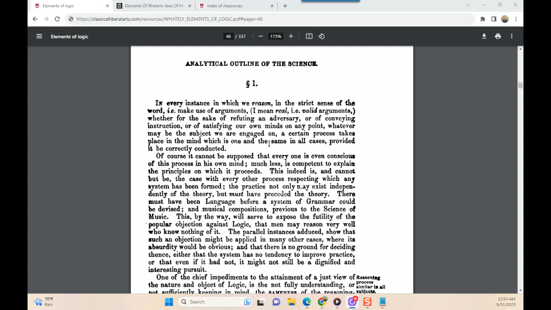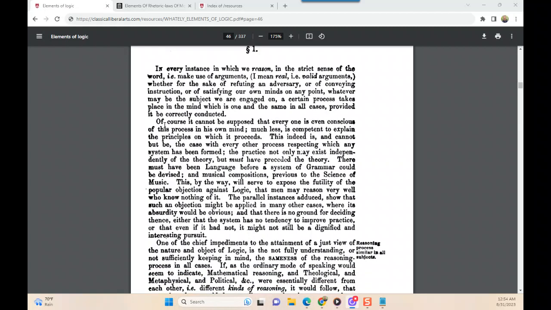But because we know there is one process of reasoning, we can pretty easily learn how to reason rightly. And once we learn to reason rightly, we can use that knowledge for all different questions in all different subject areas. Whether, as he says, we're trying to refute an adversary, convey instruction to someone, or simply answer a question of our own. There is one process for reasoning, and therefore we can pursue the knowledge of this through the art of reasoning. Let's keep reading here. Second paragraph.